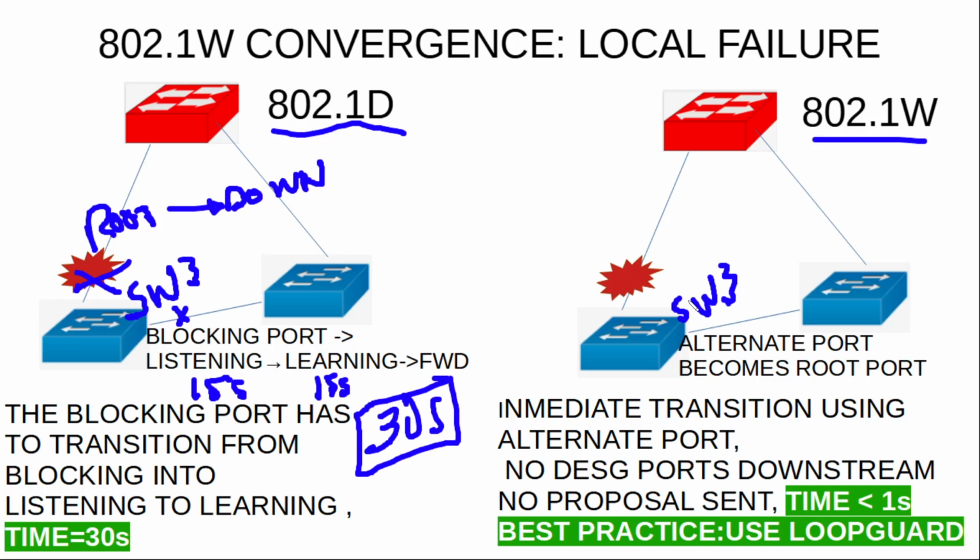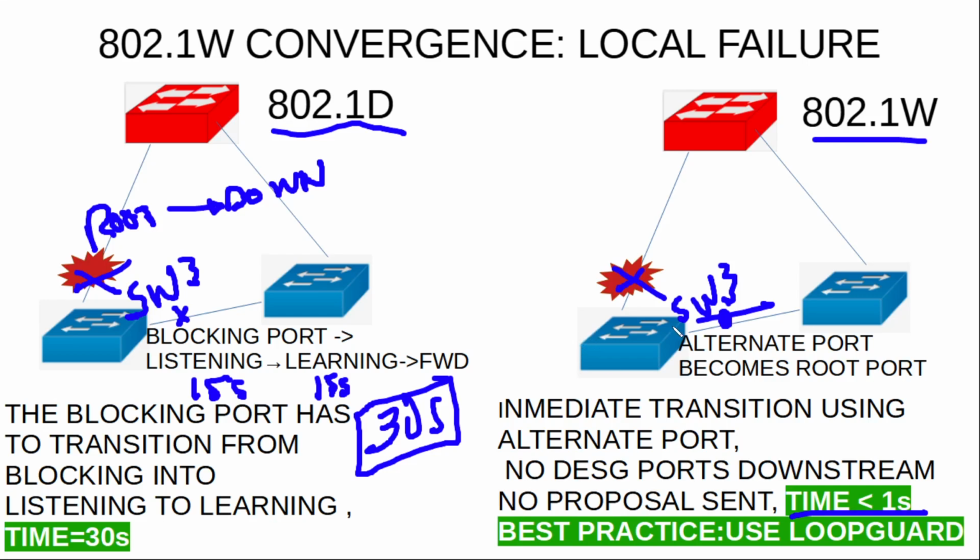In this case, switch 3 notices that this port went down, and then it will immediately turn its alternate port into the root port, and it will be placed into forwarding mode. So this usually takes less time than the original convergence time.